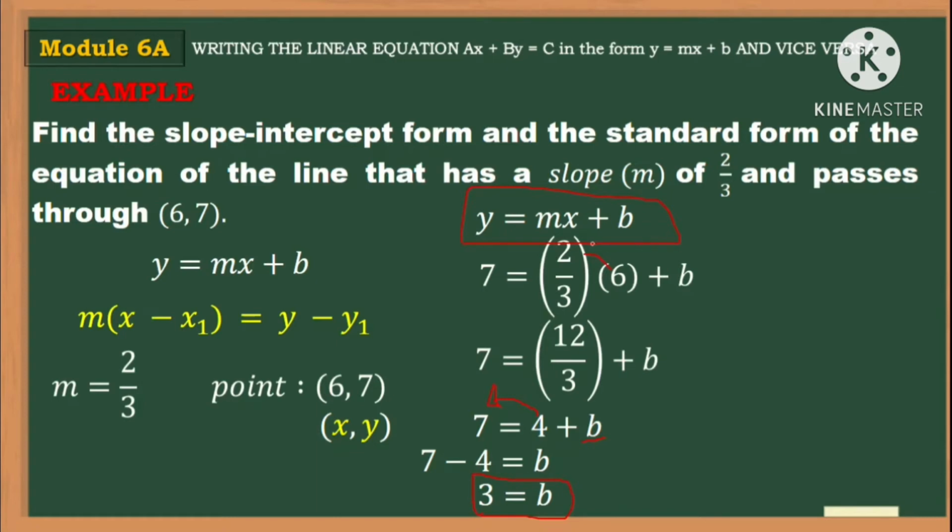Then we're going to write it now in slope-intercept form. So the slope is 2 over 3, and the b is 3.